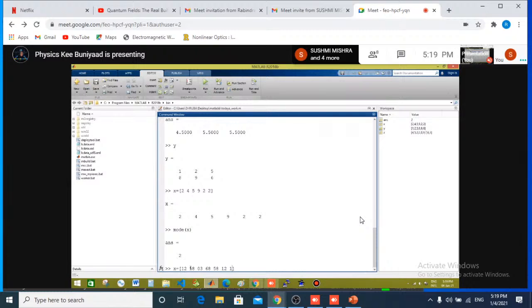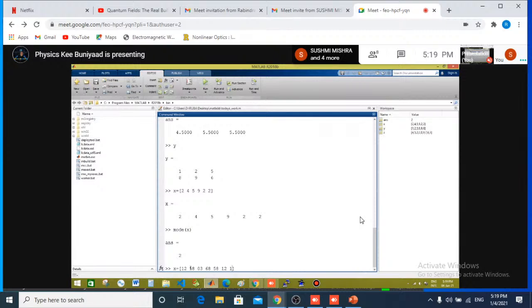Actually, mean, median. Mean means you have to add, sum them all. So add them, then divide by the number of elements.